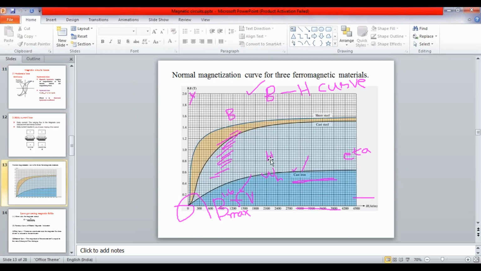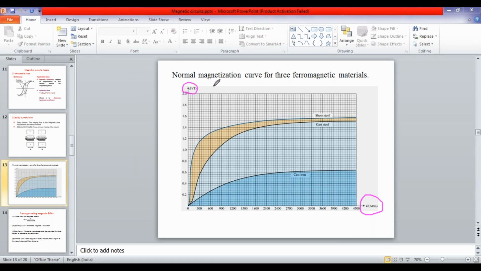Now, this is a typical curve of a hysteresis loss. Here the x-axis is your magnetic field strength H, in ampere turns per meter, and the y-axis is your flux density B. The curve drawn between B and H, flux density and H, is called a BH loop curve, or simply it can be called a hysteresis curve also. Okay.